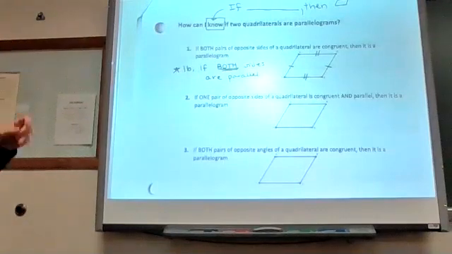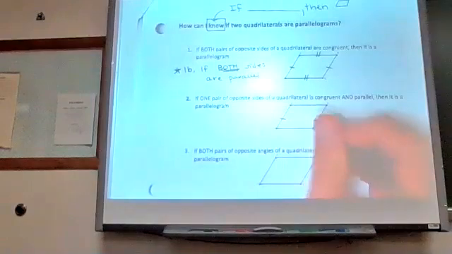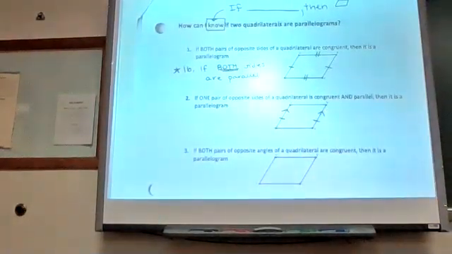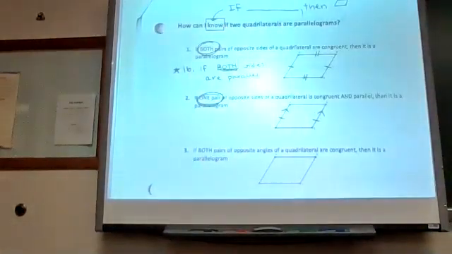However, if I knew one side, just one side was congruent and parallel, okay, so here it's just one side, up here it had to be both. If one side is both of those things, then it has to also be a parallelogram. Okay, then that's enough to know it's a parallelogram.